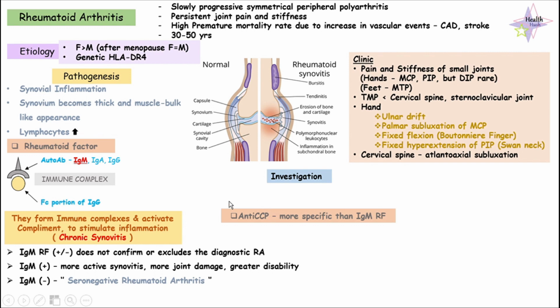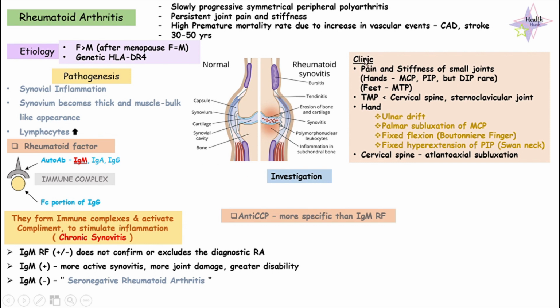And also there is another serological marker which is more specific than IgM rheumatoid factor. This is anti-CCP, which means anti-cyclic citrullinated peptide antibody. Presence of this antibody is more specific to diagnose rheumatoid arthritis than presence of rheumatoid factor.